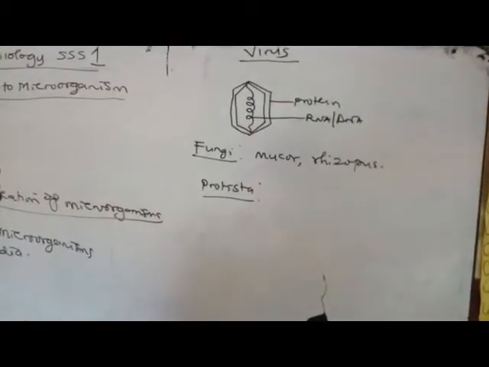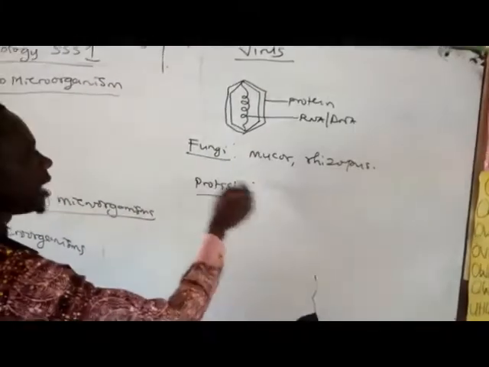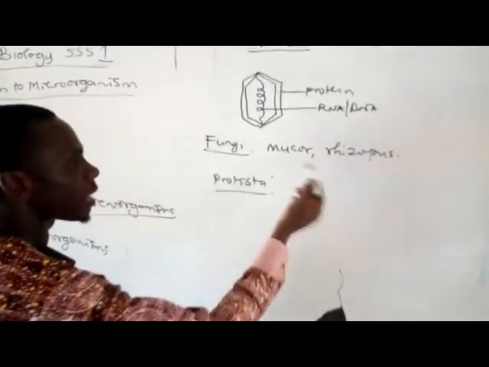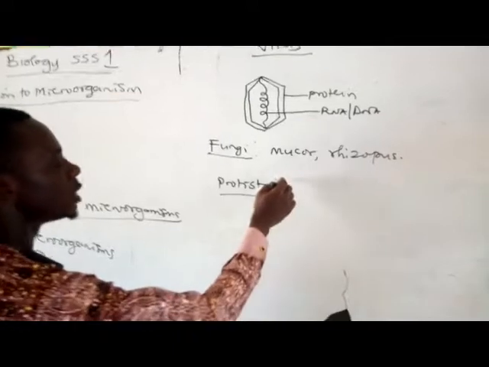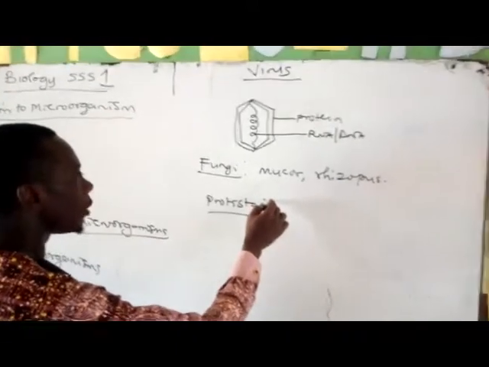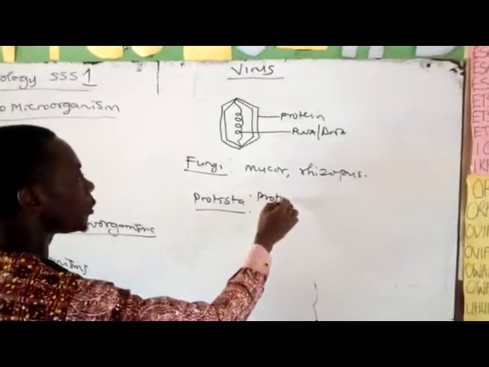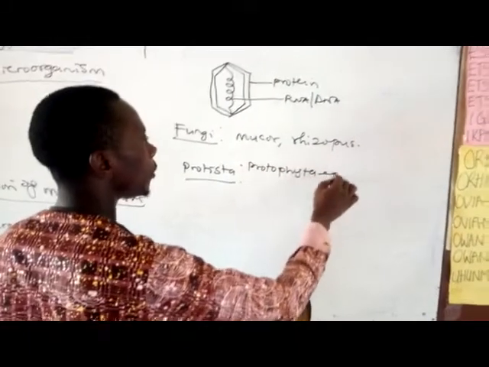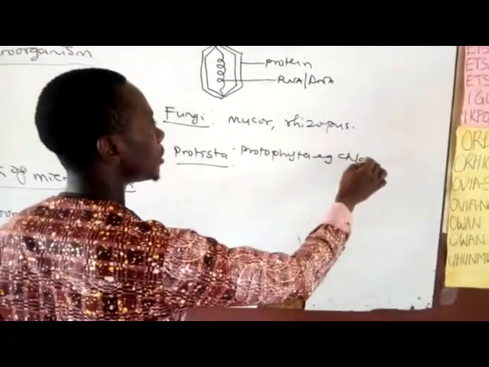Now, if we go down to protista, many of them are not disease-causing organisms. Some of them are non-disease-causing organisms, some of them are disease-causing organisms. Of course, you know that in protista we have 3 groups. We have the ones that behave like plants, and the ones that behave like animals. The ones that behave like plants are called protophyta. Protophyta are plant-like protista. An example, of course, is the Chlamydomonas.